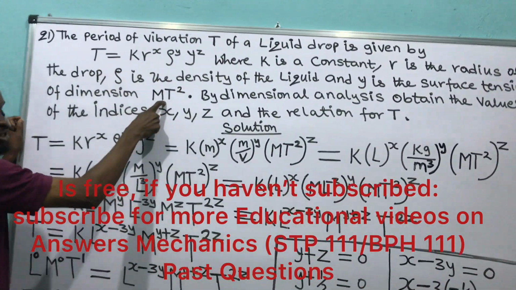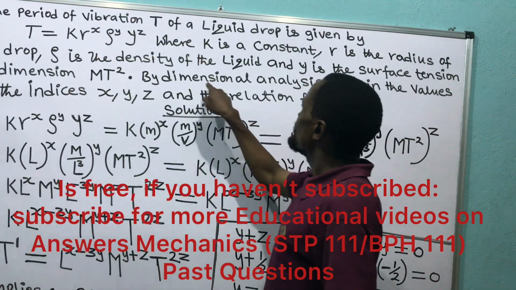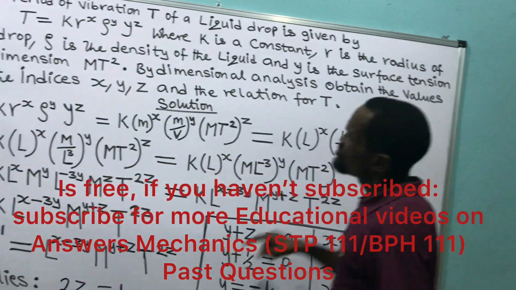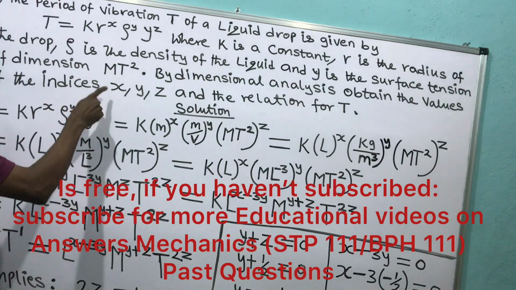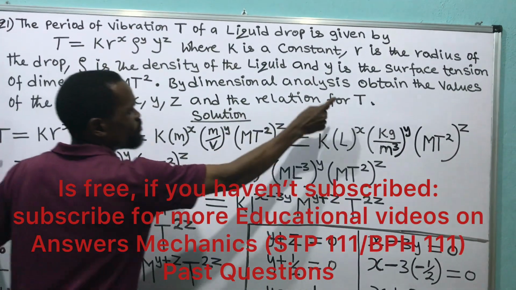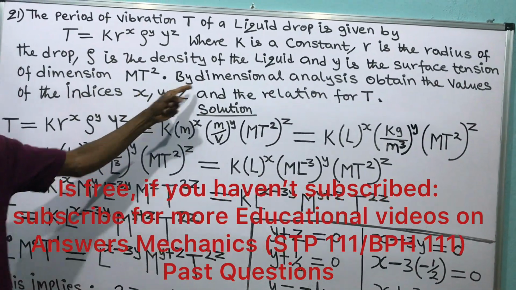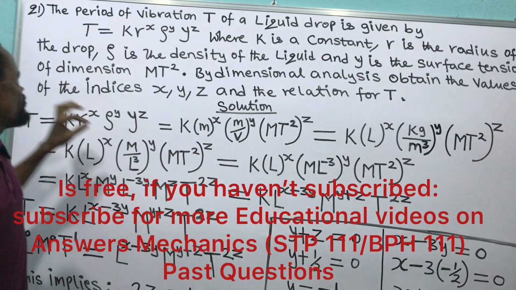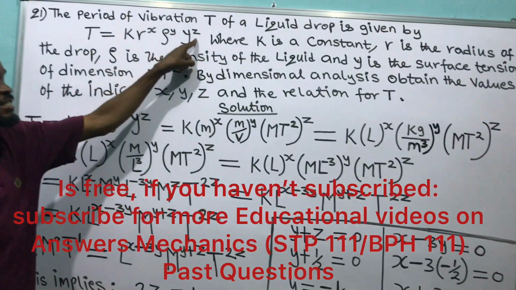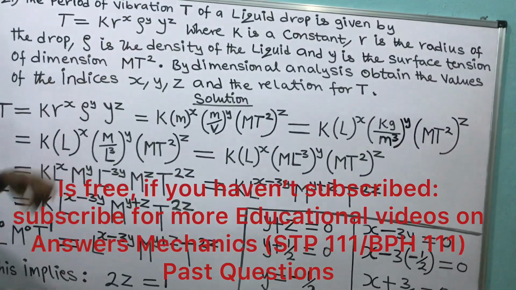Look at its dimension. They said, by dimensional analysis, obtain the values of the indices X, Y, Z, and the relationship for T. That means 2 questions in 1. First of all, they say we should obtain the values of X, Y, Z, which are these, and then we should get the relationship of T to these values.